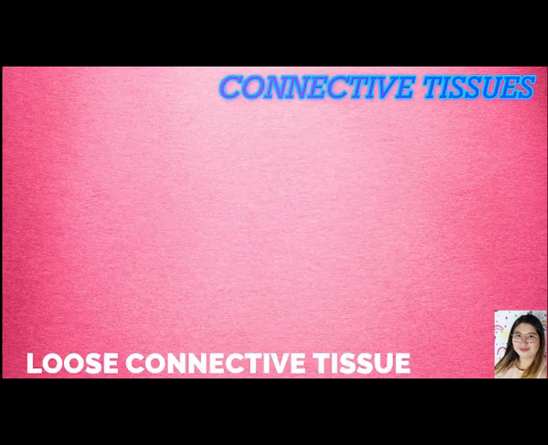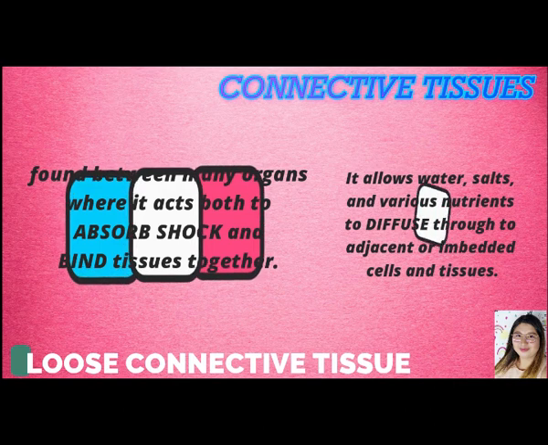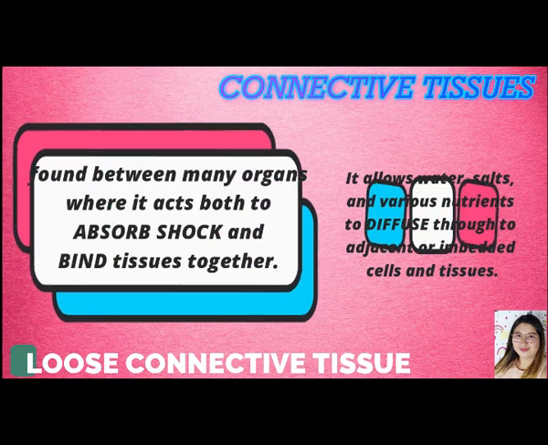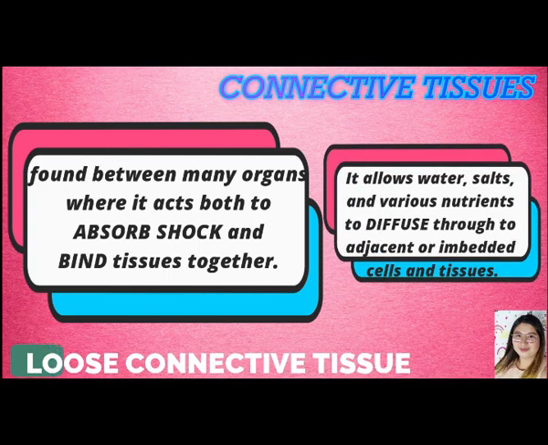Number 2, connective tissue. The loose connective tissue. We have 3 types of loose connective tissue. When we say loose connective tissue, it's found between many organs, where it acts both to absorb shock and bind tissues together. So, alam naman natin na magkakadikit yung mga laman loob natin. So, in order to prevent yung bombardment in between those organs, we have loose connective tissue in place of that to absorb shock and bind tissue.